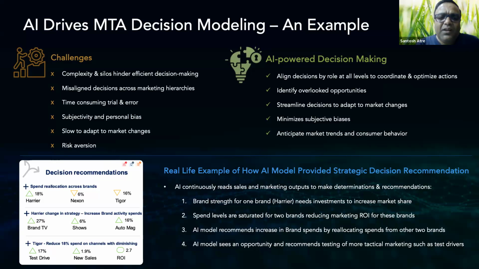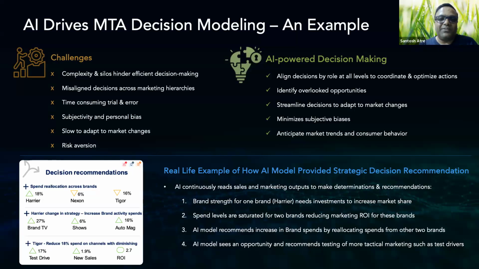Right. So here's an example of how the decision model came up with a recommendation. This is for a car brand in the APAC market. They had three main car brands, and when we did the analysis and put it through the decision model, the recommendation was that spends were to be moved from two other brands to increase the brand strength of one brand. That is because in the other two brands, let's call them brand N and brand T, they had a lot of over investment happening, and the ROI was diminishing because the spends were at a point of diminishing returns.